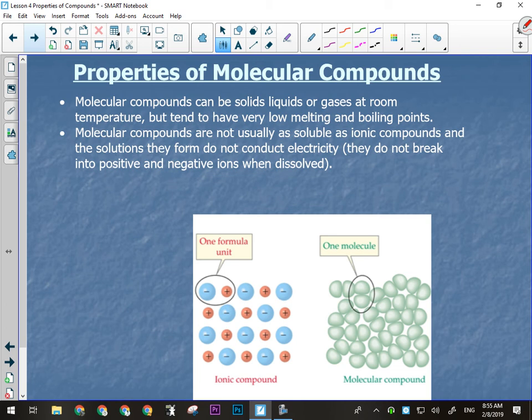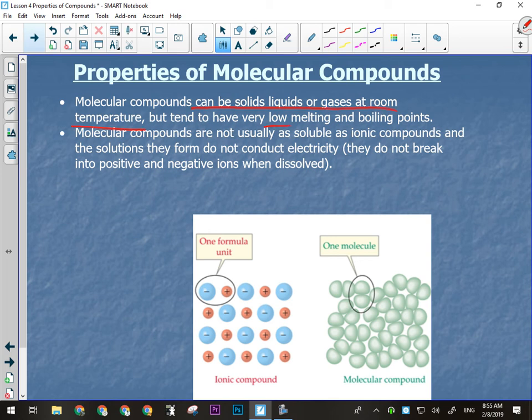There will be no gases in the lab. They're very hard to contain and give you a sample of. You can't put them on a little dish because they just float away. So they're kind of tough to use that way. So molecular compounds, like we say, can be solids, liquids, or gases at room temperature.